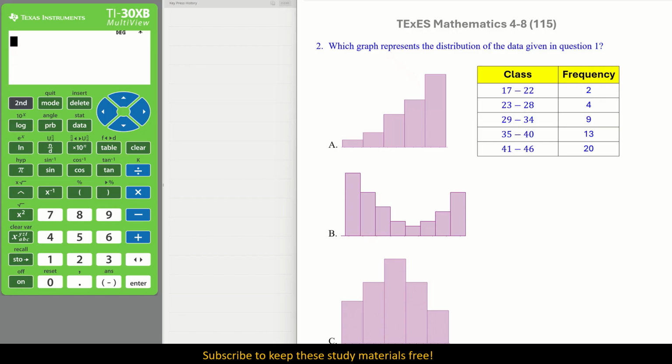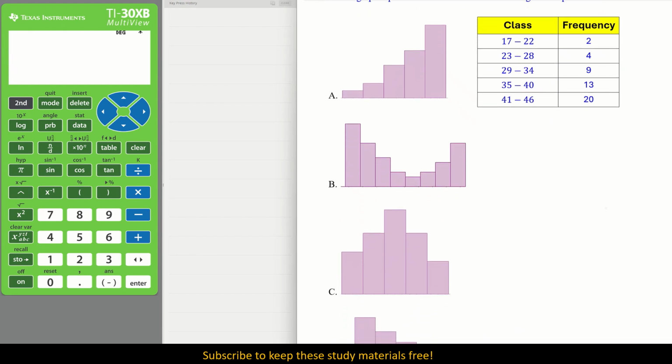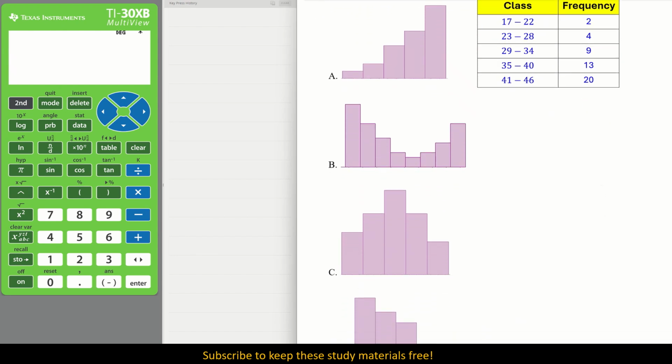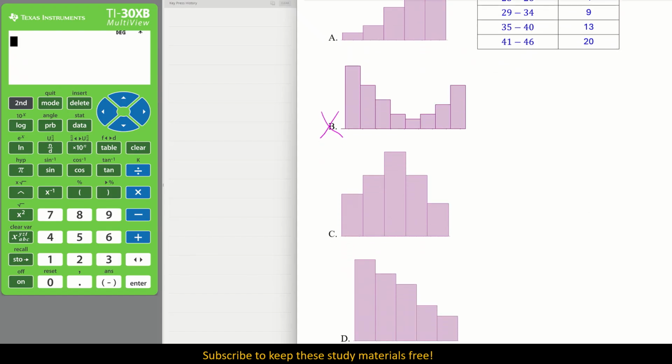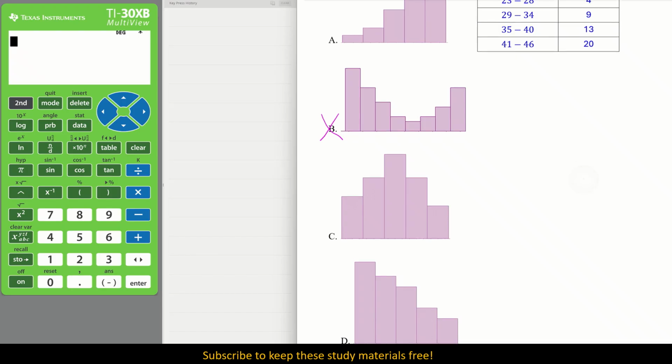So here's our table again. It is obvious that for each class, they are a length of 5. They are a value of 5. However, we only have 1, 2, 3, 4, 5 classes. Now let's take a look here. Let me go up, kind of see all of it. Well, that quickly eliminates B. And it looks like D and C and A, yes, they all have 5 classes.